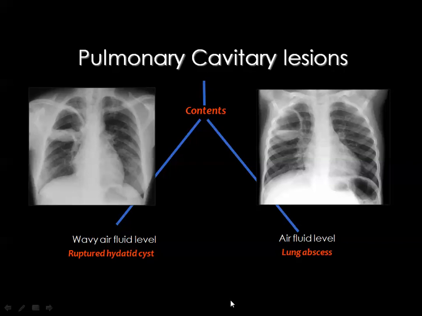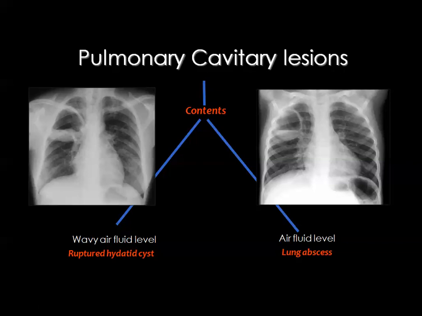And you remember that an air fluid level in the cavity will lead to the diagnosis of a lung abscess or an infected pneumatocele, considering that the air fluid level is straight. But if you see that the air fluid level is wavy or lobulated, and this is what we call the water lily sign, this is an indication of a ruptured hydatid cyst.